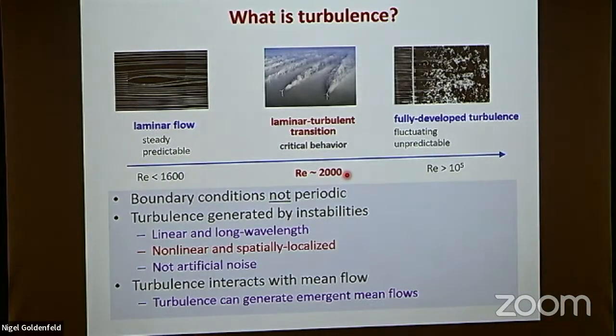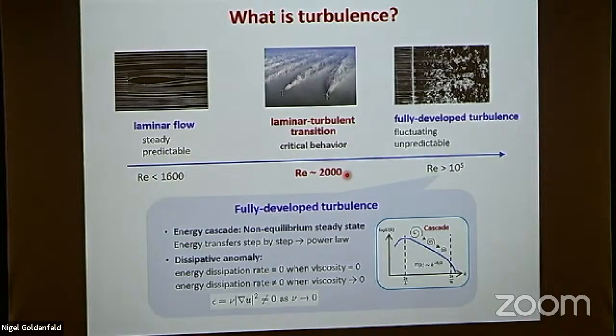The other thing I want to mention is, why is this problem so hard? The problem is hard because turbulence interacts with mean flow, and turbulence itself can generate emergent mean flows. And Brad Marston, Steve Tobias, and perhaps others here, that's one of the things that they've been focusing on in some of their recent work, as well as others, Grisha Falkovich. And so this is what makes the problem so difficult.